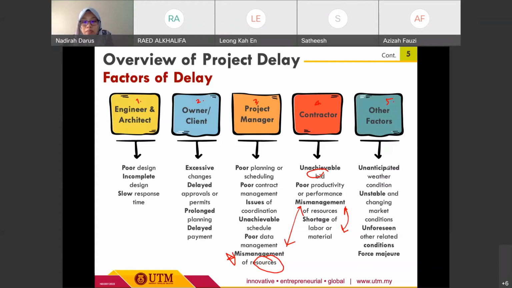As we can see, so many construction projects in our construction industry have been affected by the pandemic itself. So it will be another factor of the delay. And unstable changing market conditions will be a potential factor for the delay, and the rest. Force majeure is also related to natural conditions as a delay factor. All right, so I think that's all for the factors of delay.